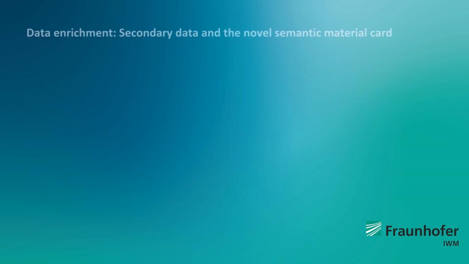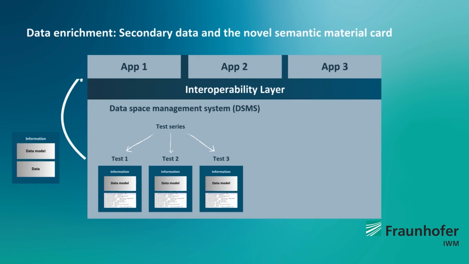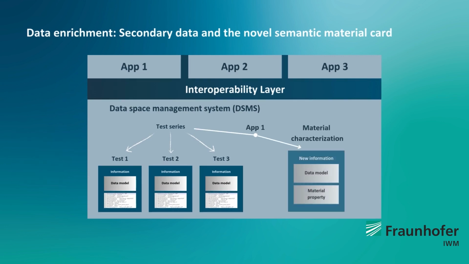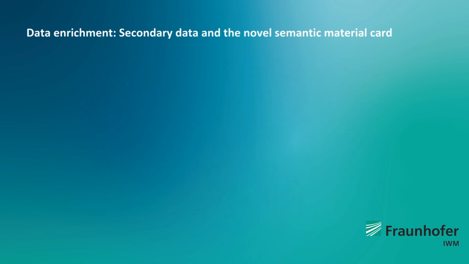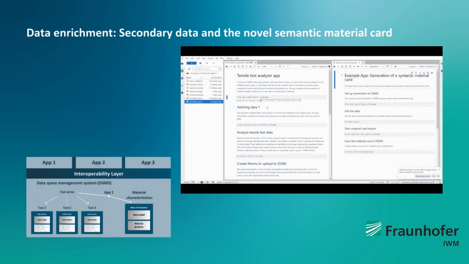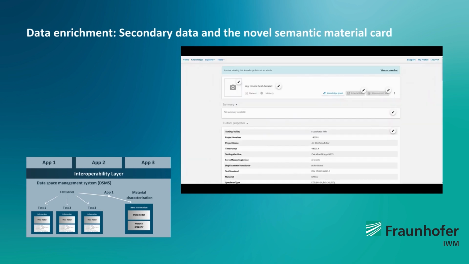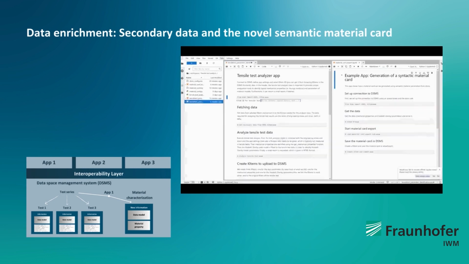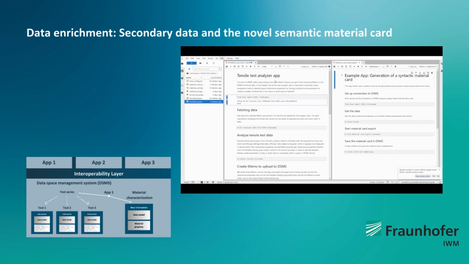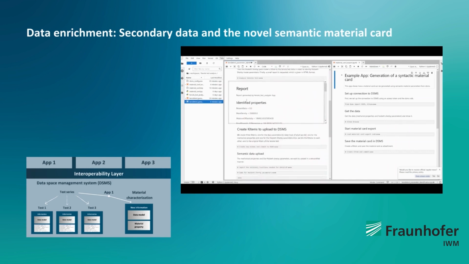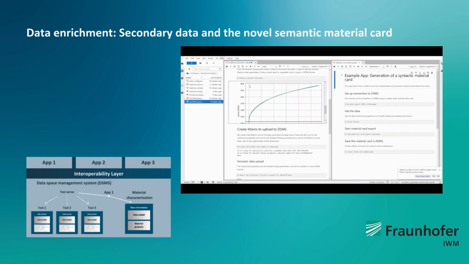Finally, apps can be developed to enrich the data, for example, with secondary data such as material properties that are automatically determined. In this way, we created the novel semantic material card concept, a framework that automatically extracts material properties from experiments, stores them in a semantic representation, and outputs customized input files for simulation software on demand.